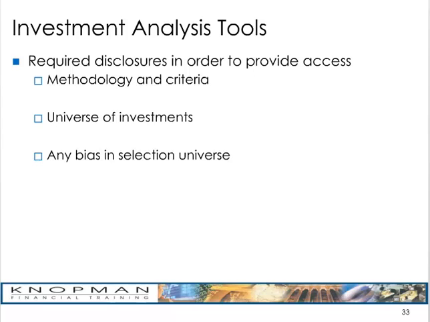Disclosures required in the tool include the methodology and criteria, the universe of investments, and any bias in the selection universe. Any bias means if the firm only uses securities in which it was an underwriter, or in which it's a market maker, or are its higher revenue producing securities. So if there's any bias in the selection universe, that is required to be disclosed in the tool.